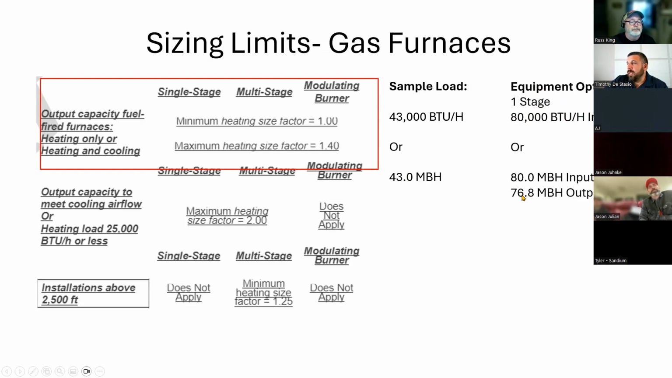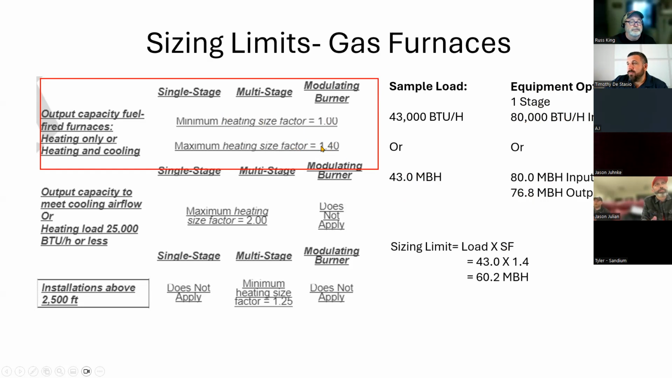So it's going to be putting out 76.8 MBH. So here's our capacity, here's our load. Is this going to be compliant? Well, what this is saying is that we're allowed to be 100 to 140% oversized, but no more than 140% oversized. So we take our load times our size factor.